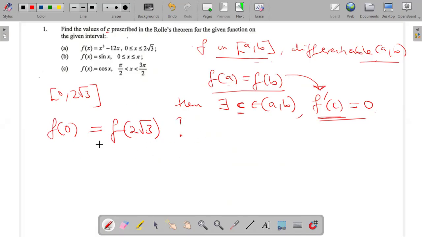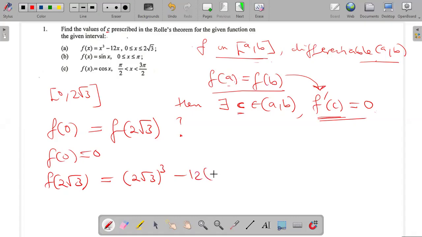So let's try it. When we say f of 0, you already know that replacing into that is just going to give you 0. So we go straight to f of 2 root 3. What am I going to get there? Where there is x cubed, I put 2 root 3 cubed, then minus 12, then I have 2 root 3 like that. Then here now I have to evaluate that. So what do I get on the first one?